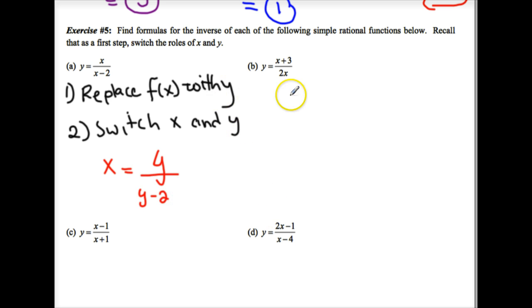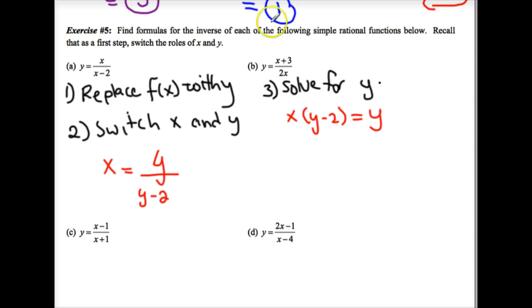I'm going to kind of write all over and then take it away, so please copy as we go along. Step 3 says solve for y. So how do we solve for y? So in this case we need to cross multiply. I get x times y minus 2 is equal to y. Remember, this is the same thing as x over 1. So if I cross multiply, y times 1 is just y. Now I want to go ahead and distribute. I get xy minus 2x is equal to y.